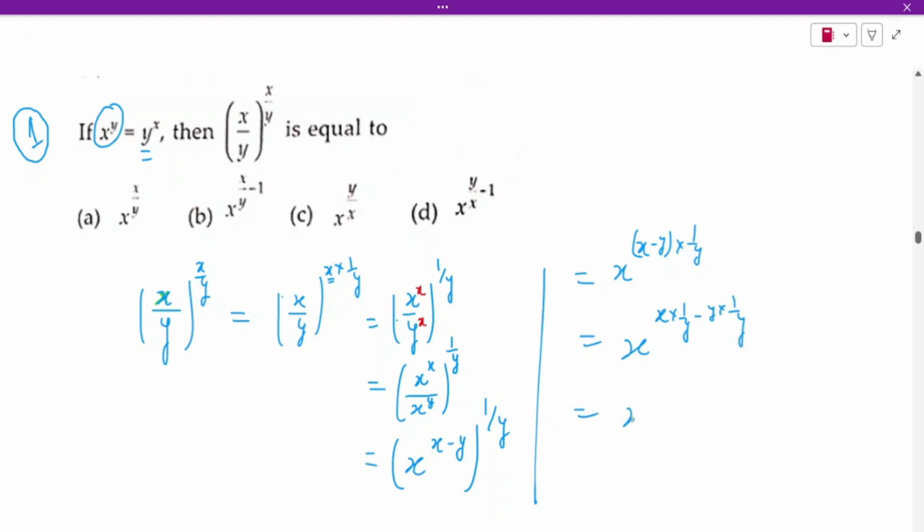Once we simplify this, we'll get x to the power of x by y, and this y got cancelled, so we are left with minus 1. So x to the power of x by y minus 1, which is option number B. So our correct answer is option number B for this particular question. Check whether you have done the discussion correctly or not. Comment down if you have done this correctly.